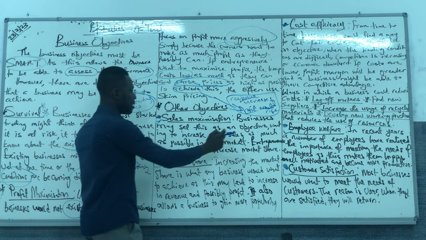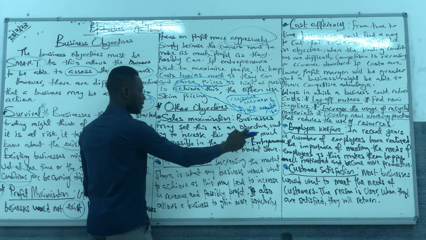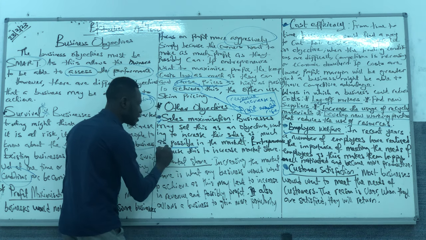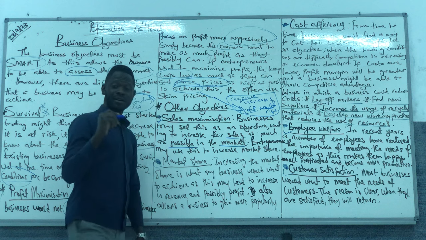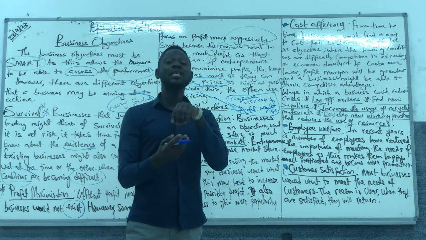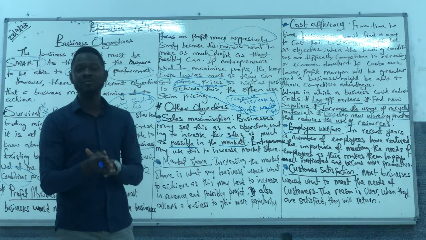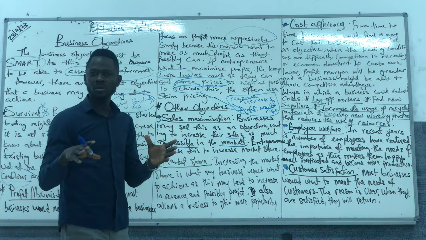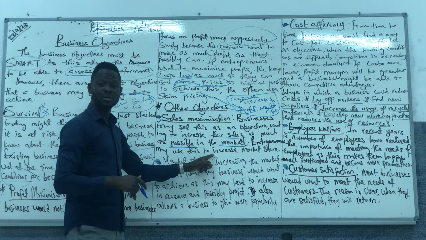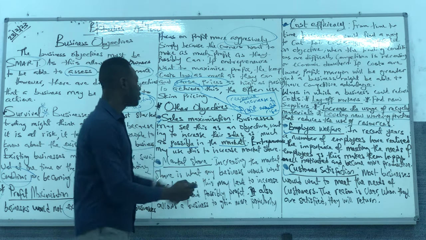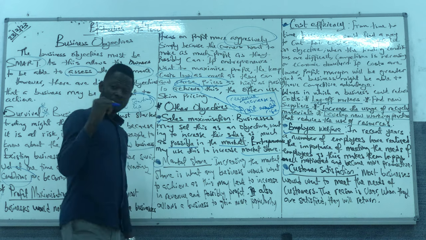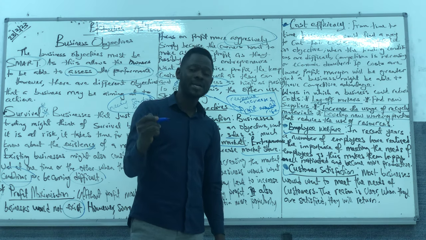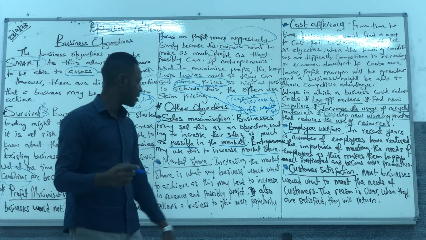So look at what I wrote here. Businesses will set this as an objective, wanting to increase their sales as much as possible in the market. So increasing your sales can also be an objective that will be set. So increasing your sales means you want to maximize your sales. And why do you want to maximize your sales? You might want to maximize your sales to increase your market share. So businesses set a sales maximization objective because they want to increase their market share.